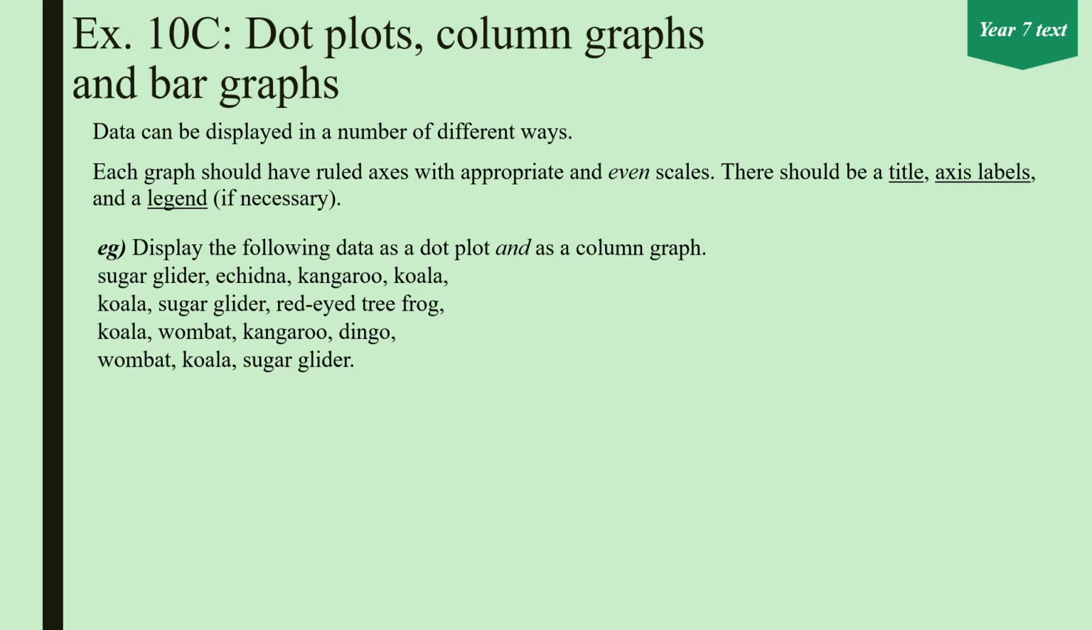All right, so we've got some data on the screen, okay? It's just a bunch of words at the moment. We're going to display it as a dot plot and a column graph. Now I'm going to start with the dot plot first, and then I'll convert that to a column graph. They're very, very similar, okay?